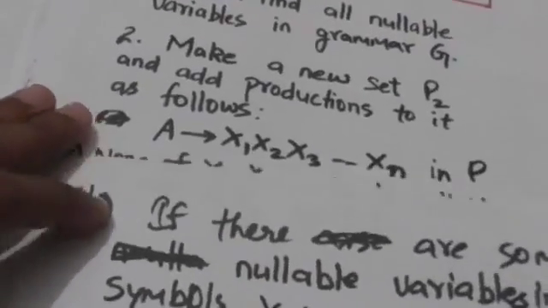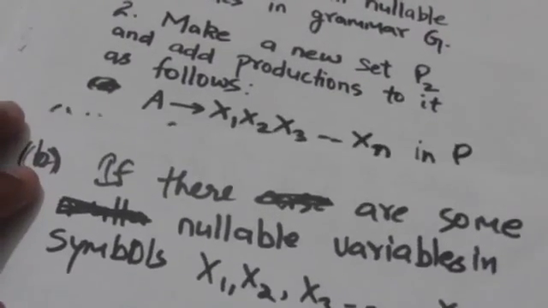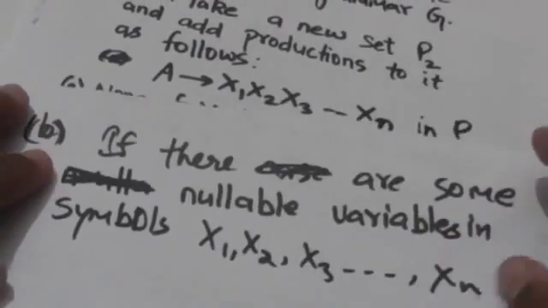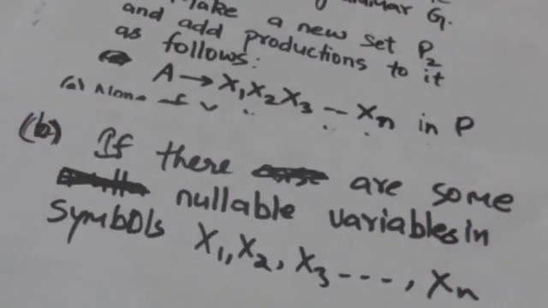Now, if there are some nullable variables in the string x1, x2, x3 up to xn, then add this production to set P2 along with every production which is obtained by deleting one or more nullable variables from the right hand side of the production in all possible combinations.